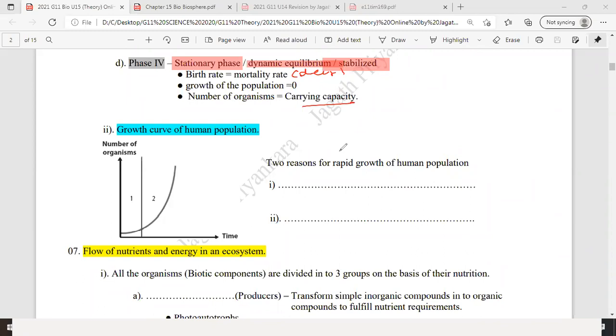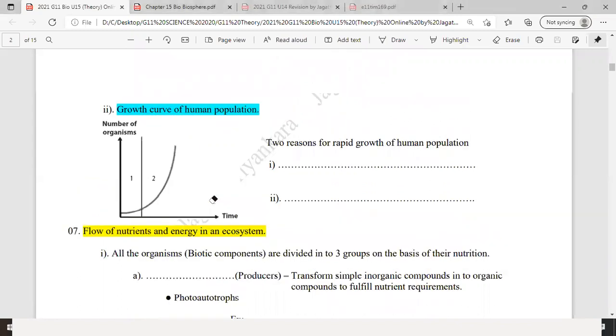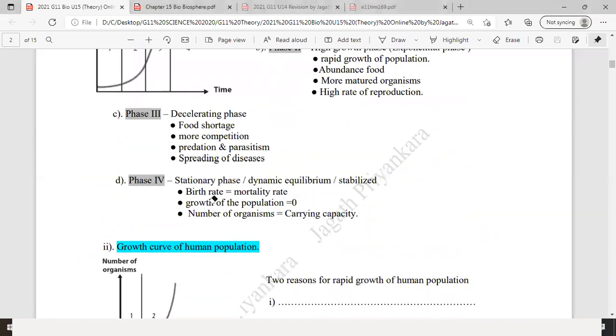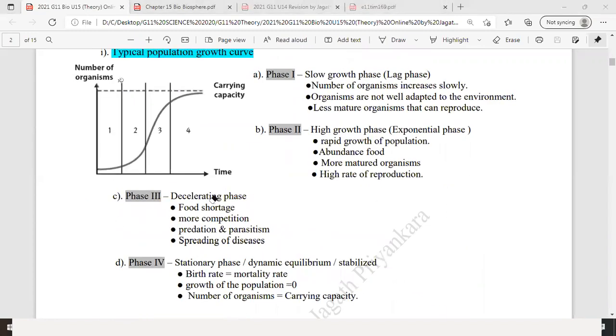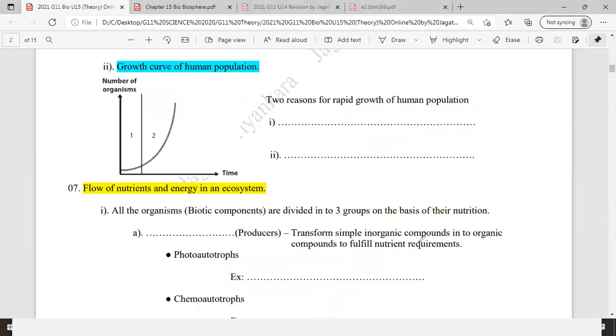Now this is the uncommon one. Out of all the other organisms, the human population has a different shape. That is called the J shape curve. And the other one is called S or sigmoid shape. Sigmoid, or you can write S shape. Please write that near that graph. The human population one is J, like the letter J shape curve.